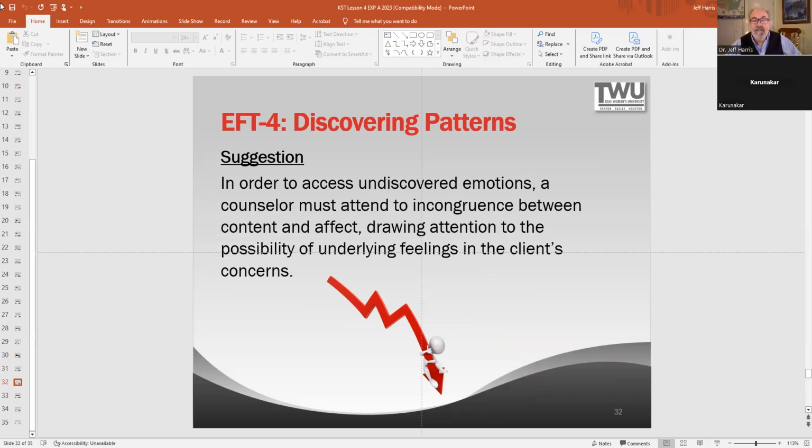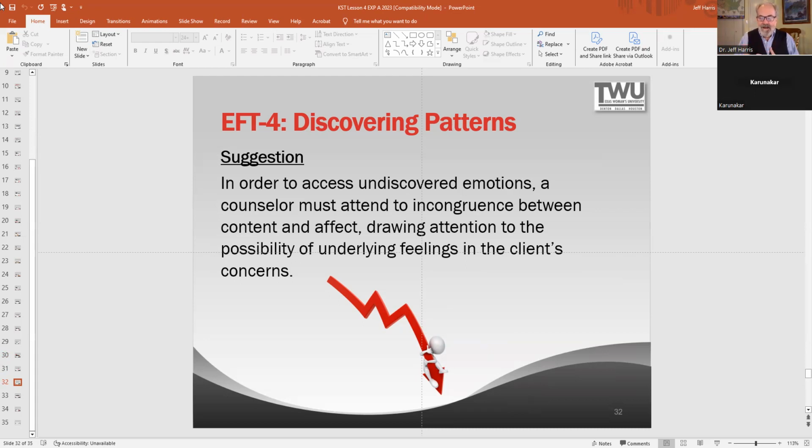So one suggestion is, in order to access undiscovered emotions, a counselor must attend to incongruence between contact and affect, drawing attention to the possibility of underlying feelings and the client's concerns. So this is why observation skills are so important. And a client may be expressing one emotion verbally, but maybe displaying another emotion non-verbally.